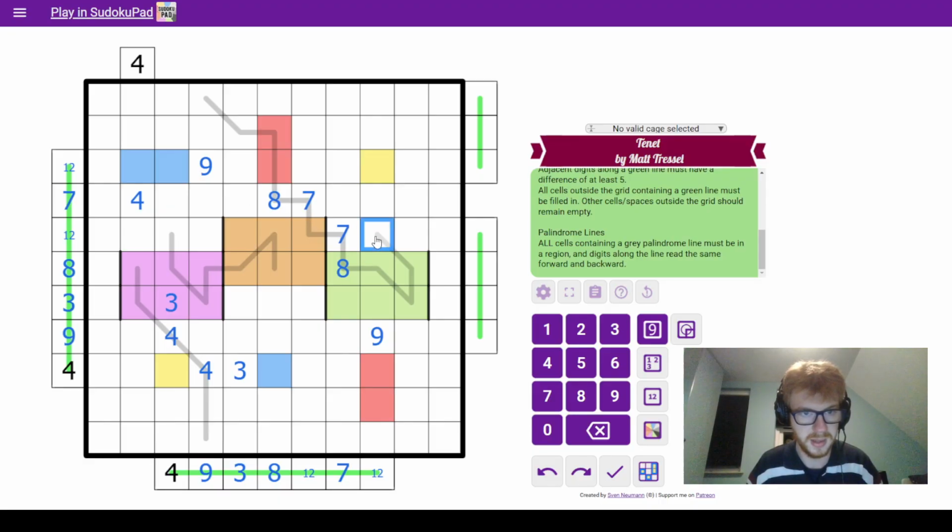Let's see. So I did this. This could be red. This could be yellow or green. This could be yellow or purple. This could be blue. That could be blue. So what are we looking at now? I feel like these German whisper lines must do something because they still cannot contain a repeated digit.